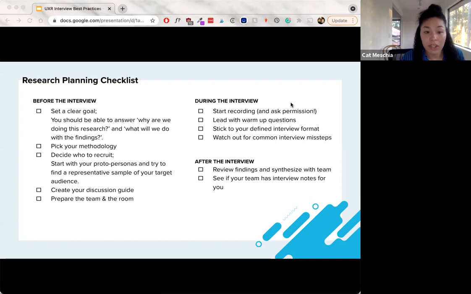Once you have your methodology, it's time to decide who to recruit. You can start with your proto-personas and try to find a representative sample of your target audience. Notice that I use the term proto-persona here. And this is something that is a tiny hill I'm willing to stick my foot in. It's not a hill I'm willing to die on, but it's definitely one I'll stick a tiny cocktail flag in.